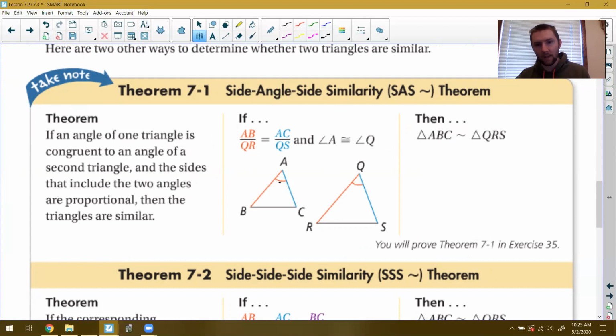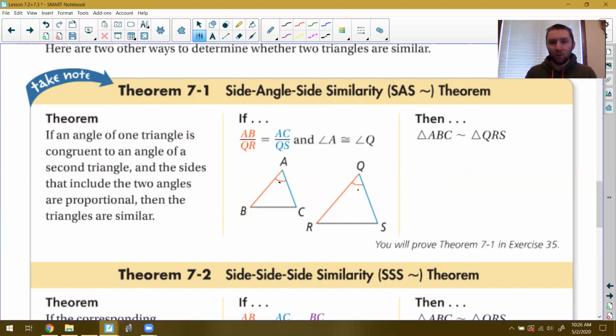If that's true, and the angle in between those two sides are congruent, right? In this case, angle A and angle Q, then that's enough to know that the whole triangles are similar to each other. Okay, I don't need to know the measures of these other angles, and I don't need to know anything about the third side. Okay, so I can prove that two triangles are similar by just using two sides in equal ratio, right, making my proportion, and the angle between those sides being congruent.